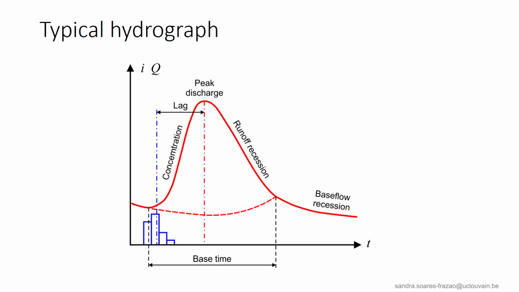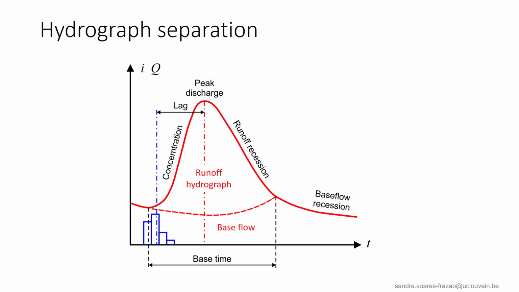Finally, when the flow due to the rainfall has stopped, we have the baseflow recession curve. The baseflow recession can be considered as constant for a given basin, as its shape is almost independent from the rainfall.